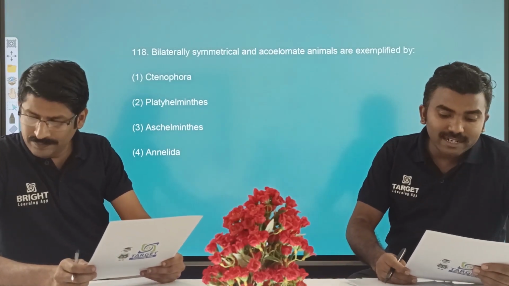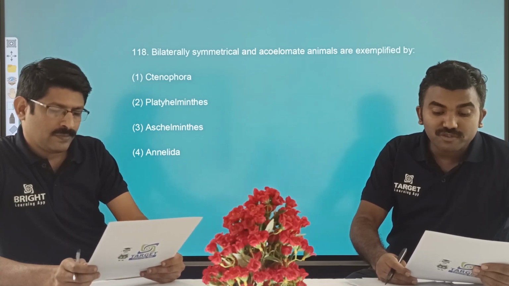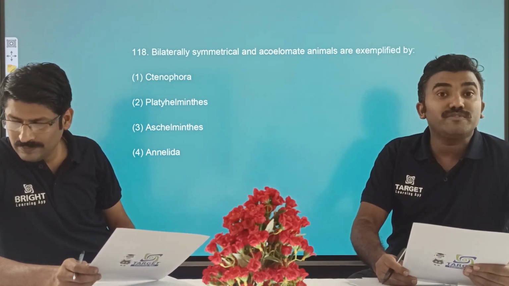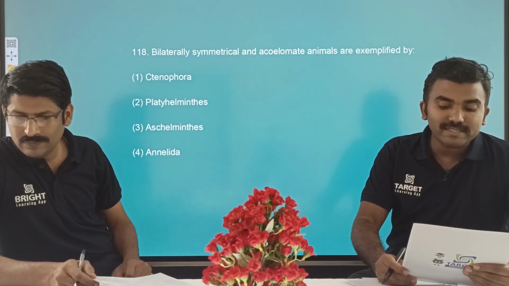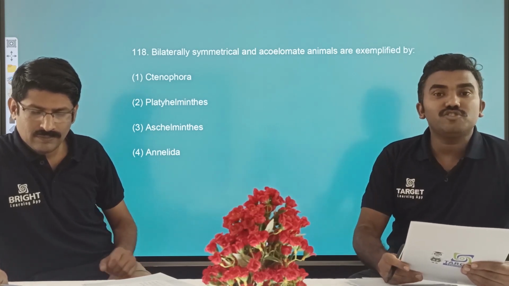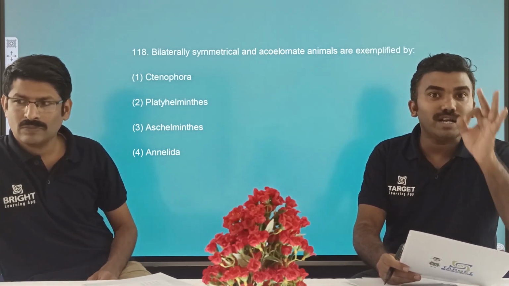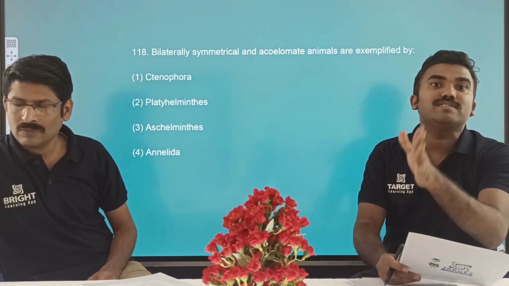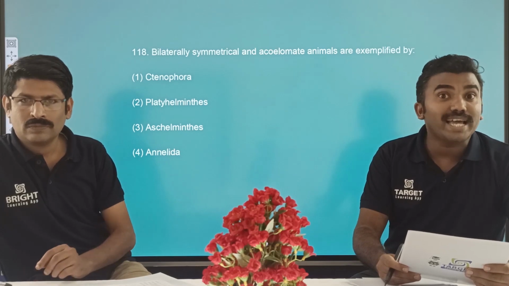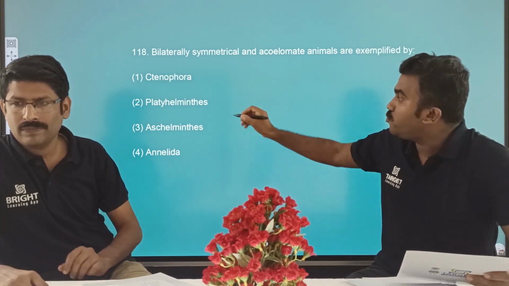Let us see the next one: bilaterally symmetrical and acoelomate animals are exemplified by which phylum? This question is from the chapter Animal Kingdom, and you will get the answer on page number 51. The options are Ctenophora, Platyhelminthes, Aschelminthes, Annelida. Acoelomate means they do not have a cavity between the body wall and gut wall. Starting from Platyhelminthes, they are acoelomate, dorso-ventrally flattened flatworms. So the answer is option 2, Platyhelminthes.